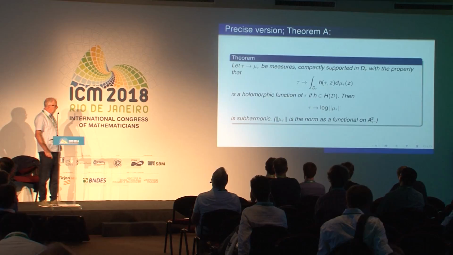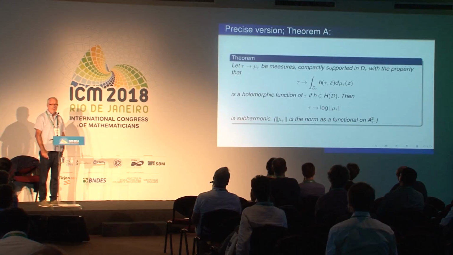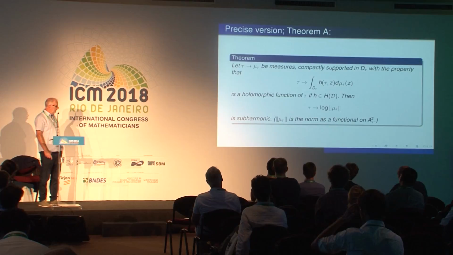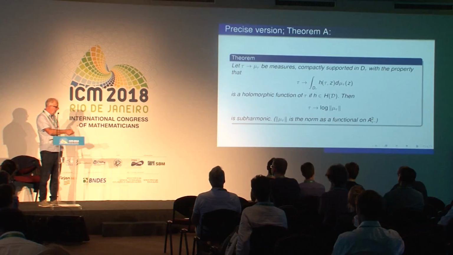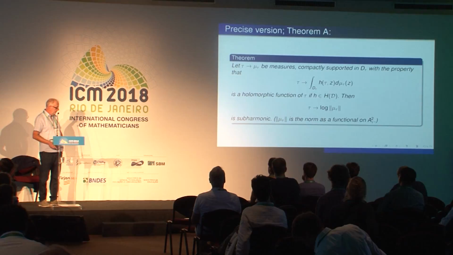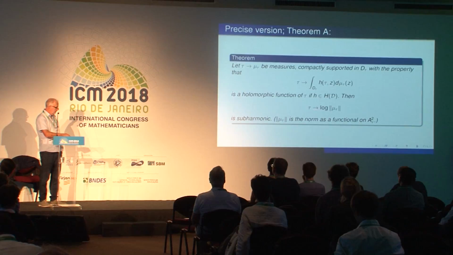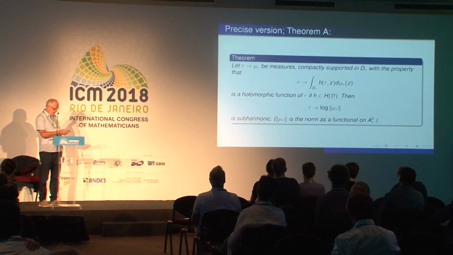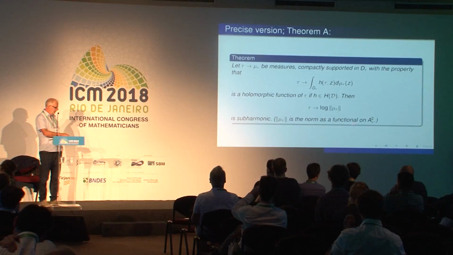So let's imagine that we have a family of measures on the fibers. So on each slice, d tau, we have a measure mu tau, with compact support, say, with the property that if you integrate a holomorphic function, now it's holomorphic with respect to both the tau and the c there, you get a function of tau, and you require this to be a holomorphic function of tau always. Then the statement is that the logarithm of the norm of this measure must be subharmonic. But now the norm here means the norm as a functional on the Hilbert space, on the Bergman space.